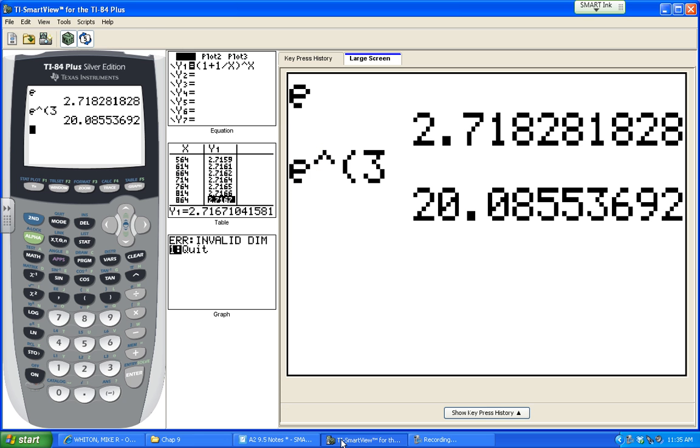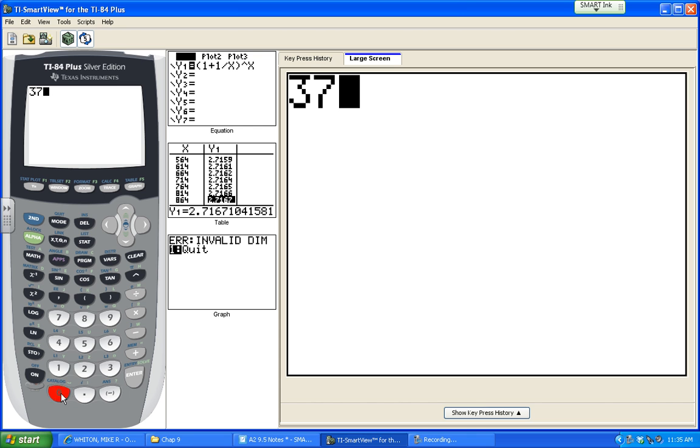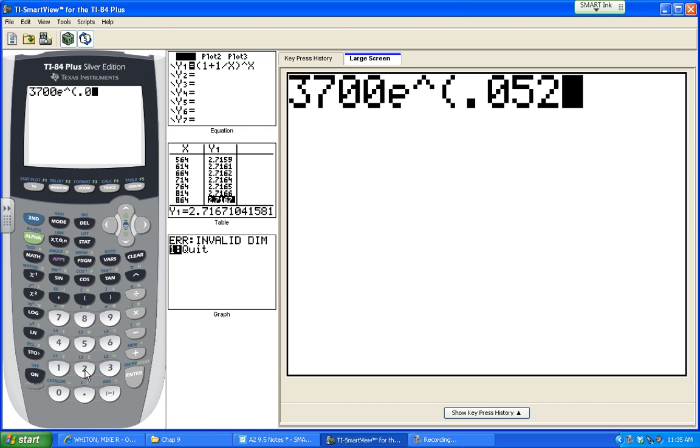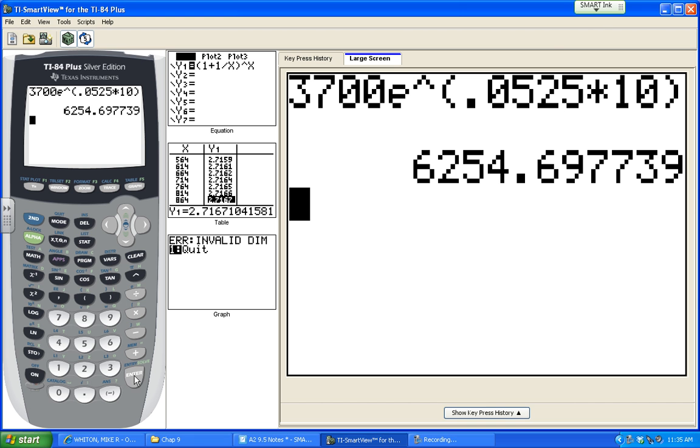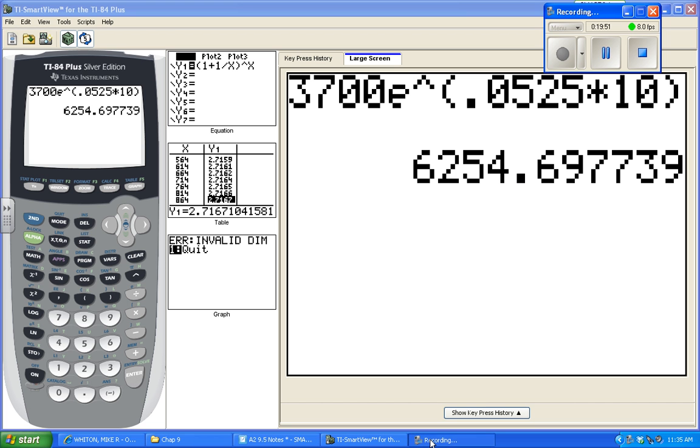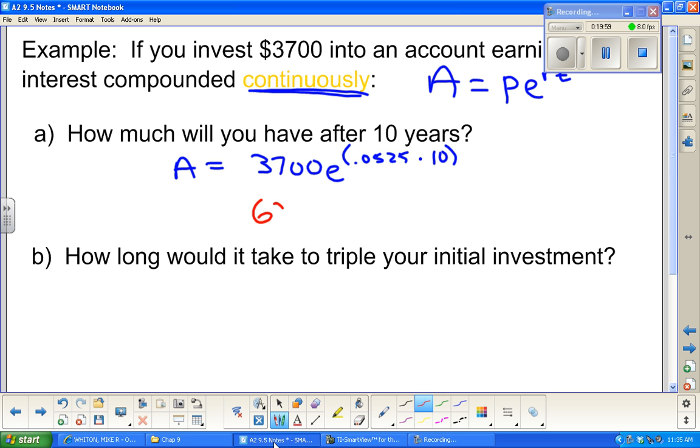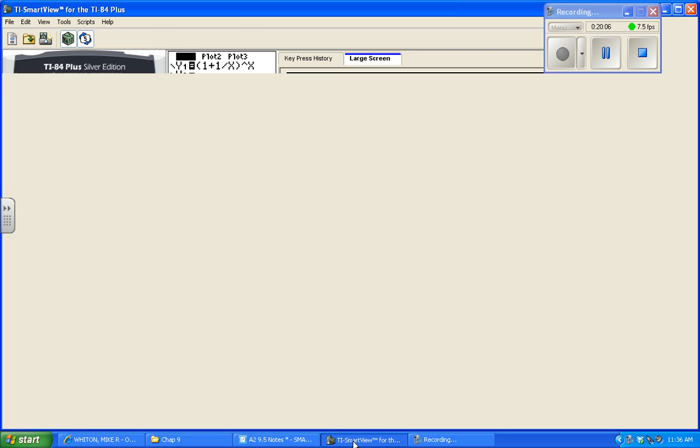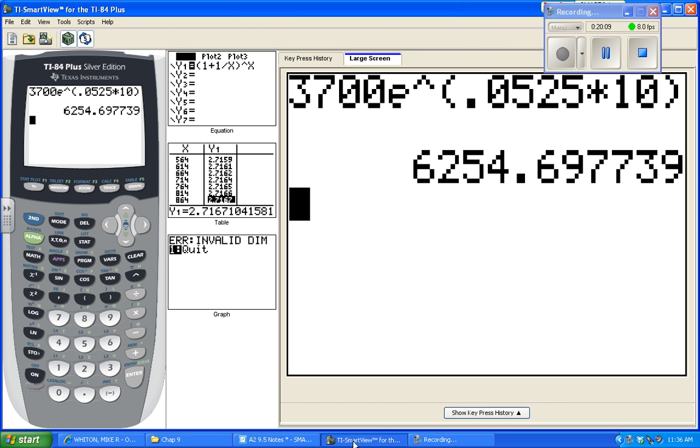3,700 times E to the 0.0525 times 10 power. And that should give us our answer right there. So that would be our answer, $6,254. $6,254 would be our amount after the 10 years. And what was the cents on that? Round that up to 70 cents.